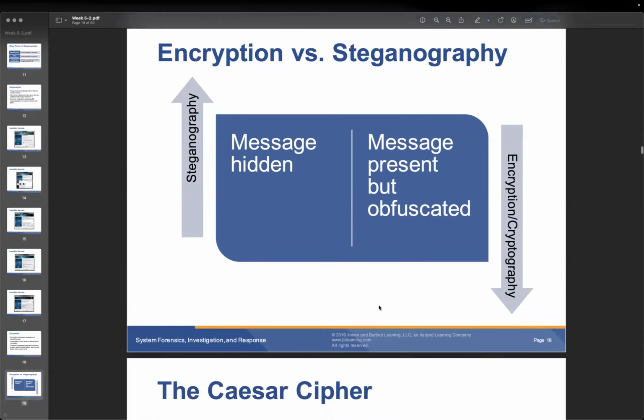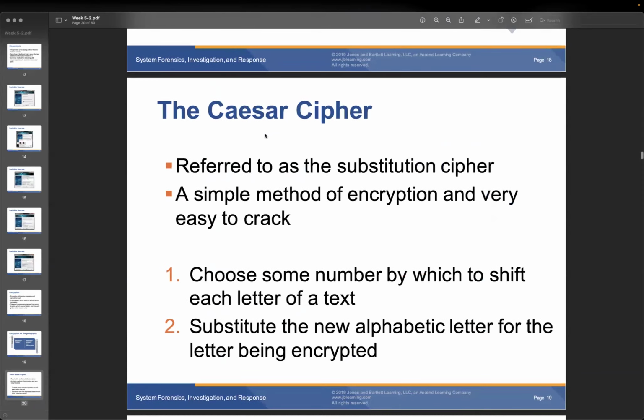So here are the differences between them. Now the Caesar cipher is one of the methods we use for encryption. It's a substitution cipher, a really simple method. You just need to recall what you learned in your cybersecurity class. We choose a number, a random number, and shift each letter of the text, substituting the alphabet letter for the letter being encrypted.